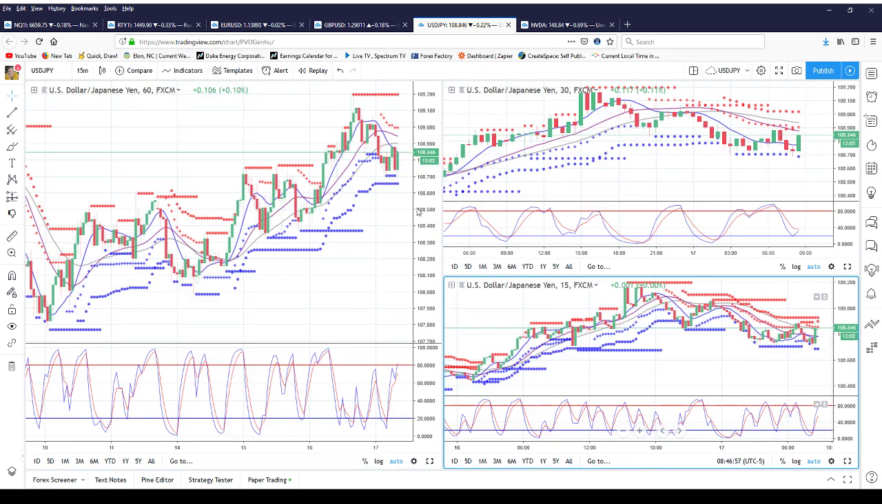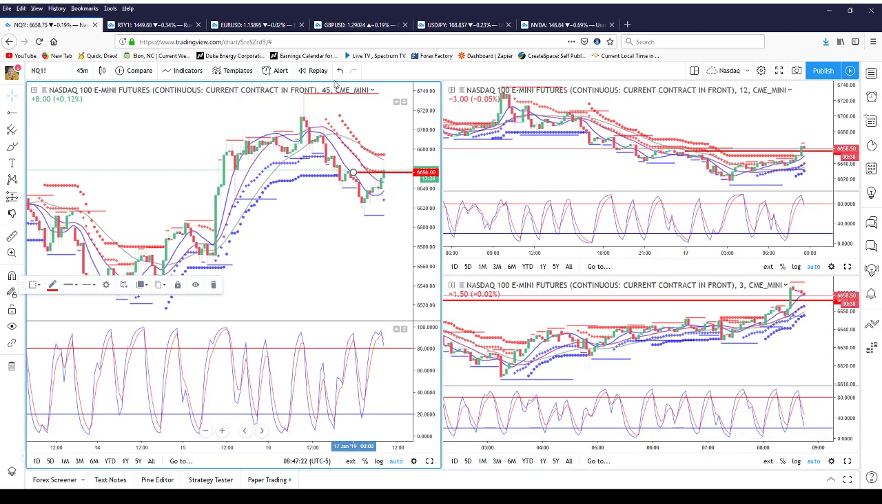Then we have the USD JPY, and you can see it came down to the dot right here. This has made a low, and this is testing that low. This is what I would call a micro double bottom, and this should push it at least back to this ATR. So we're just going to kind of wait and see what happens here.